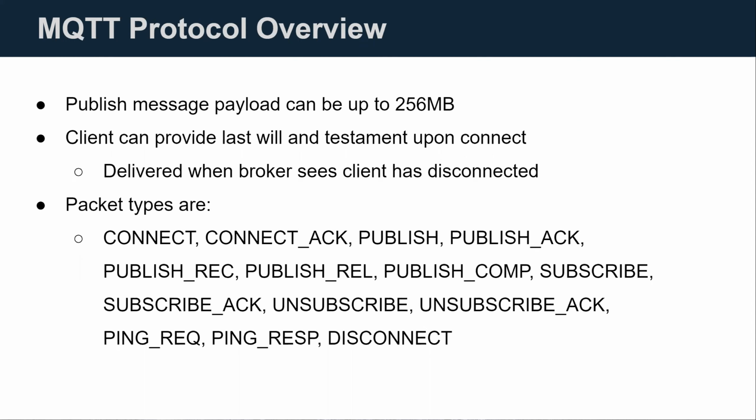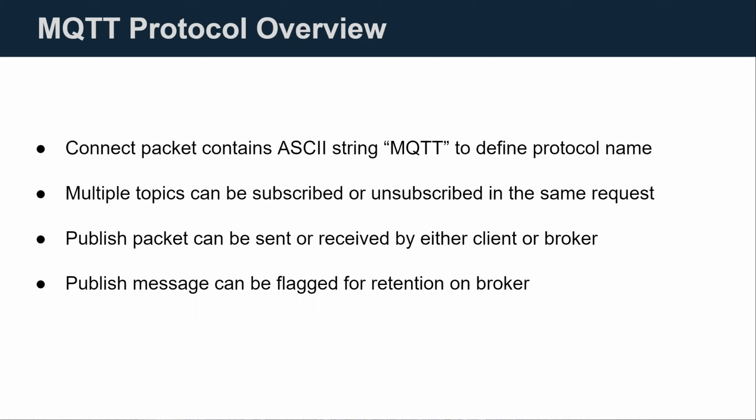Also, as you can see, there are only 14 packet types for the 3.1.1 protocol. Packet sniffers like Wireshark are aware of MQTT traffic by the packet header. It can be very useful for a client application to send a single subscribe packet on initialization and be notified of messages for multiple topics.